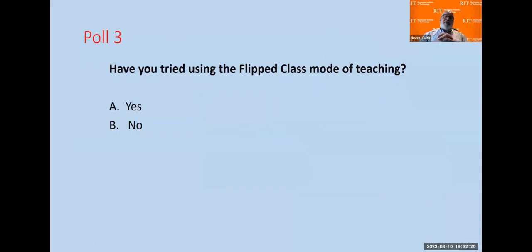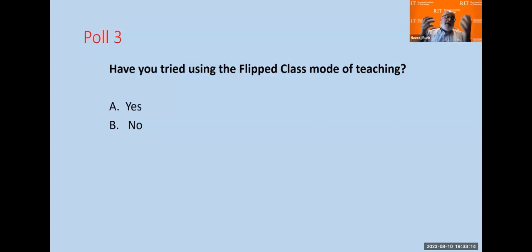So here's a straightforward poll question, no right or wrong answer. Have you tried using a flipped class mode? It's not 50-50, but there is no overwhelming majority. And again, as I said, there's no right or wrong answer in here. It looks like about 54% have experimented with this, and about 46% have not.